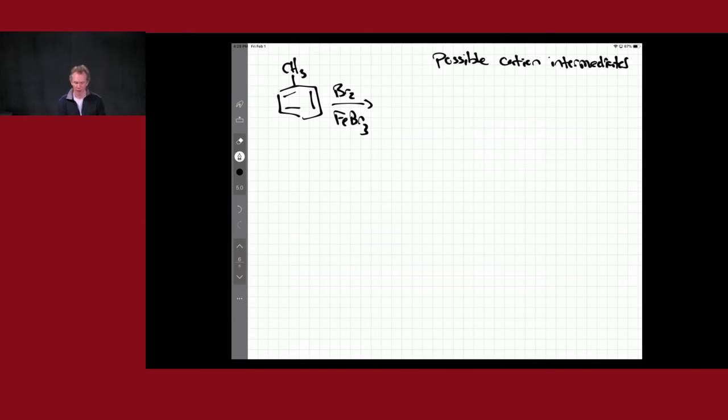We could have a cation intermediate resulting from reaction at the ortho position. That would look like this. We could also have a cation if we did the substitution para to that methyl group. And there would be at least one resonance form where the cation is adjacent to the methyl group.